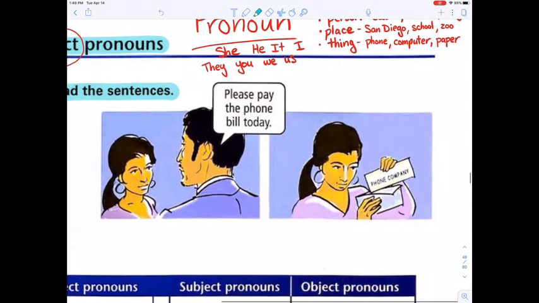So here's the two pictures. We have a woman and a man, and the man says, "Please pay the phone bill today." And the woman is putting the phone company bill in an envelope, getting it ready to send with the money. Maybe she'll write a check and put it in the envelope with the bill. Or maybe she wrote down her credit card information.